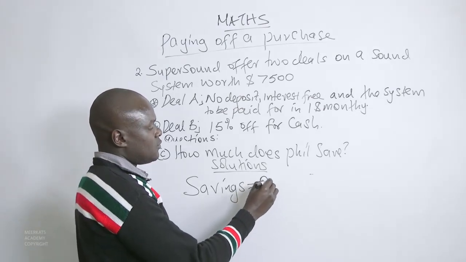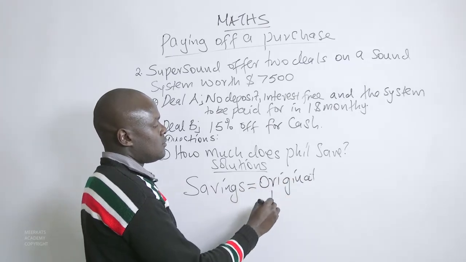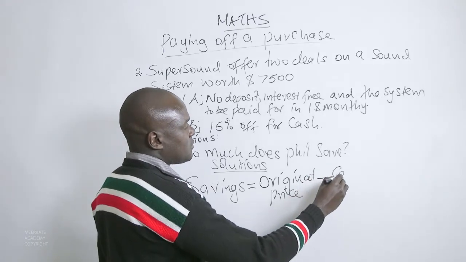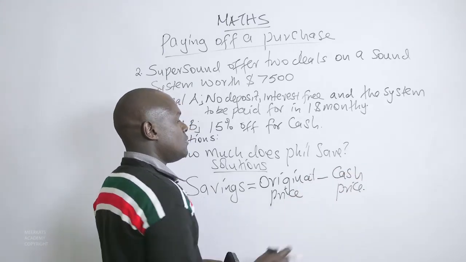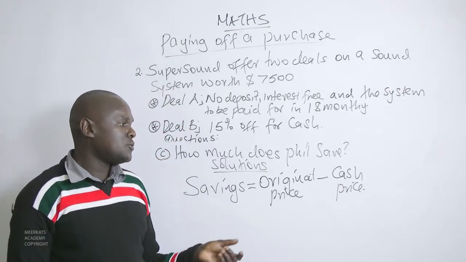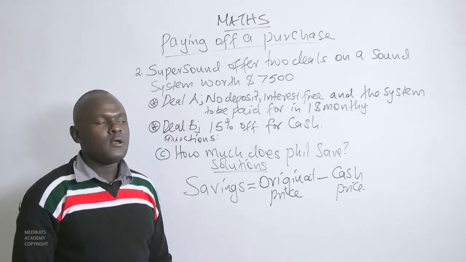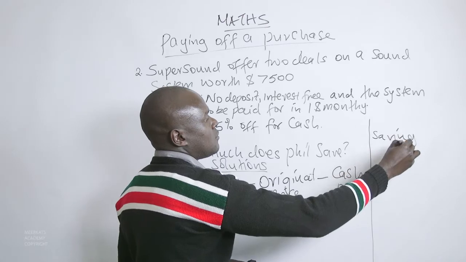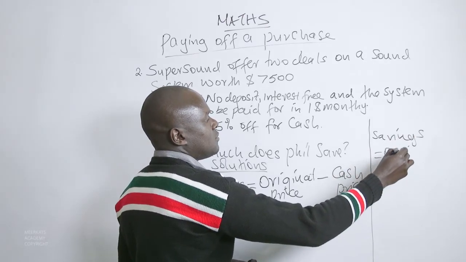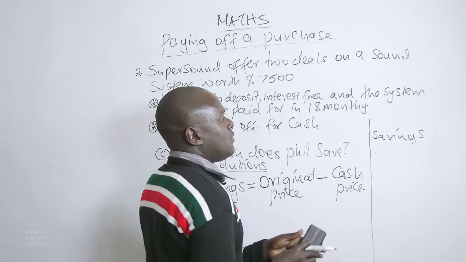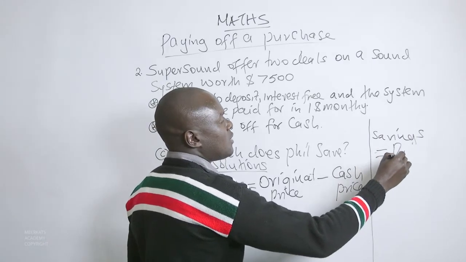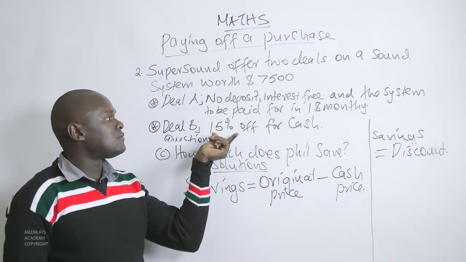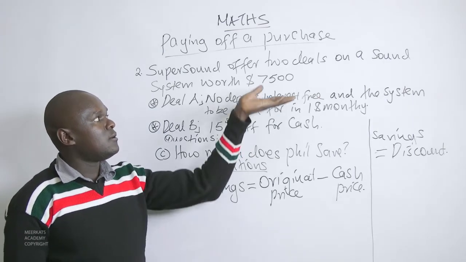So we can say savings will be equal to the original price minus the cash price. The original price minus the cash price. We can also calculate the savings by looking at the discount. How much is the discount? Savings can also be calculated from the discount, and the discount is 15% of the price that we have here.